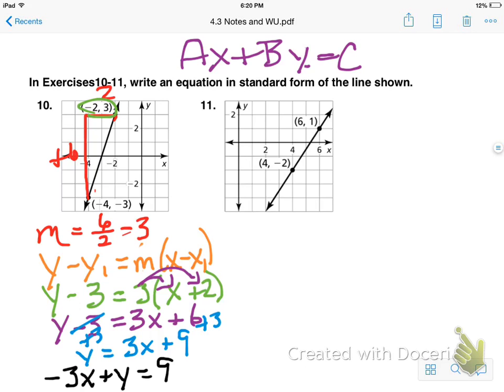All right, I'm going to find slope for number 11 first. I'm going left to right. I'm going to rise and then I'm going to run. I went up 1, 2, 3, and I ran to the right 2. So my slope is going to be 3 halves, or 3 over 2. I've got a point. I've got the slope, so I'm going to use my point-slope form.